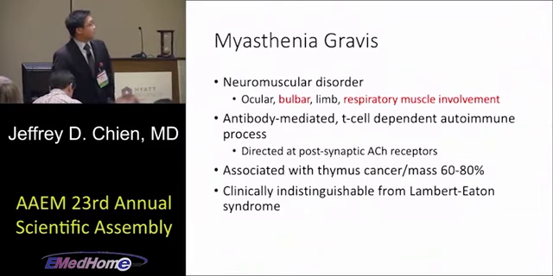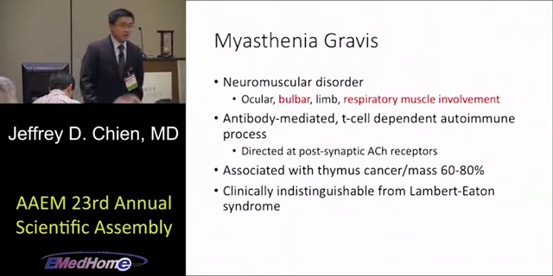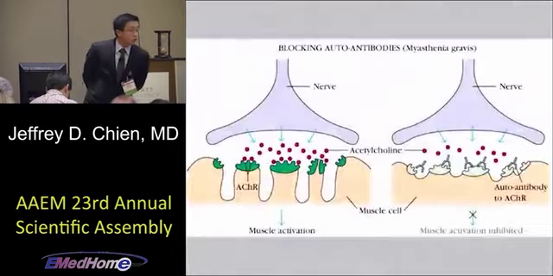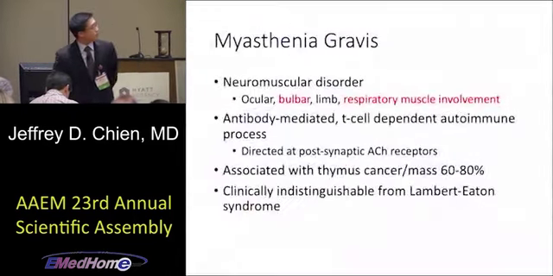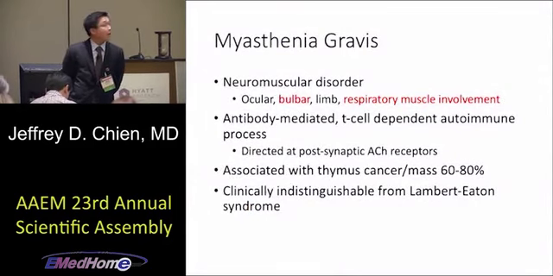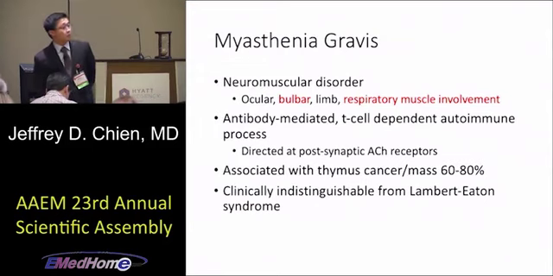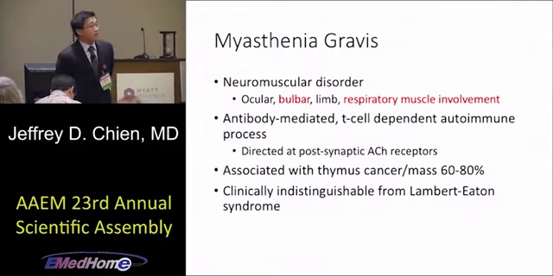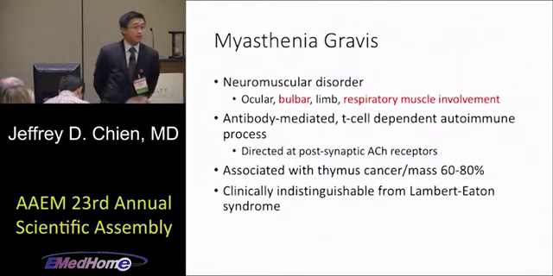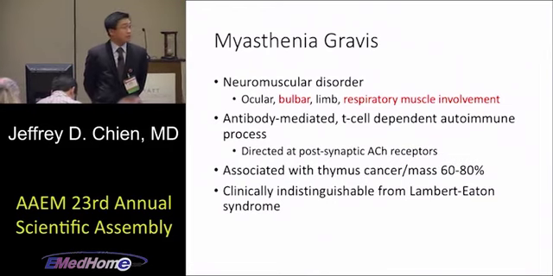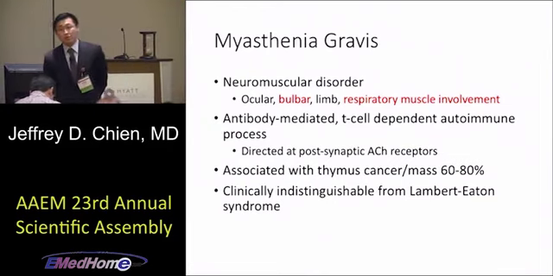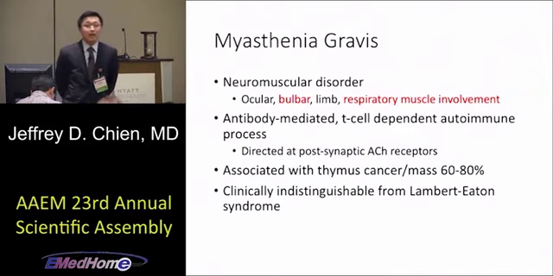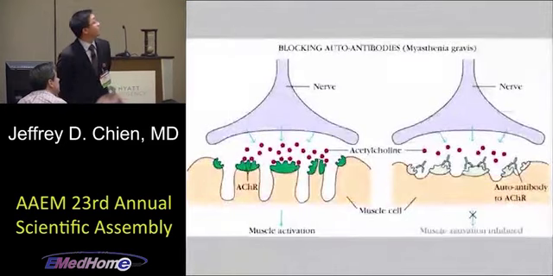So myasthenia is a neuromuscular disease that, as a review, goes over the striated muscles. Of emergency medicine that we care about for board review, it's antibody-mediated and T-cell dependent. However, in emergency medicine, we're going to care most about the effect of this disease process on the bulbar muscles and the respiratory muscles, namely exactly how much it's going to affect your ability to breathe and protect your airway.